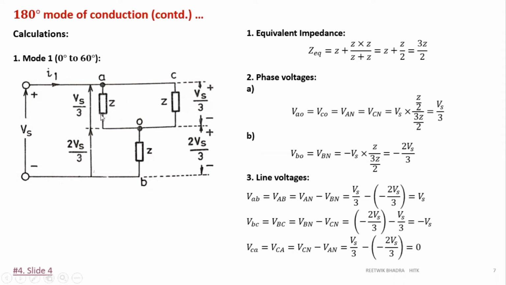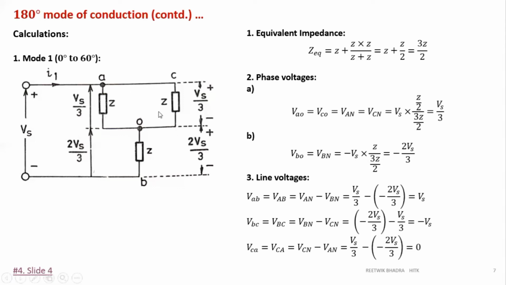If there are two impedances connected in parallel, then the voltage across them will be Vs by 3. If there is one single impedance, then the voltage across it will be 2 Vs by 3. This should be a conclusion. For the first mode, in your exam, you have to show your calculation. From the next modes, there are 6 modes. See how many steps you have to do.